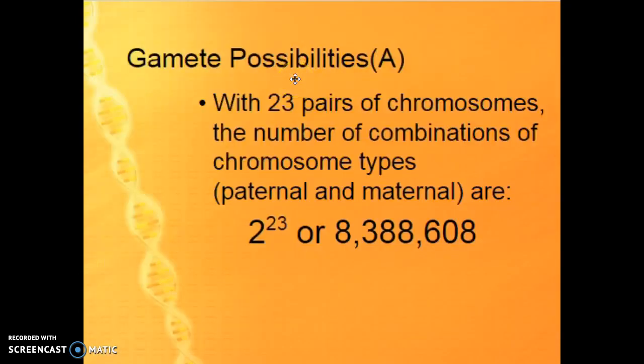If we apply the math to that, there are this many possible combinations just from one person. So I can make that many different, 8,388,608 different versions of sperm cells. My wife can make that many different versions of egg cells.